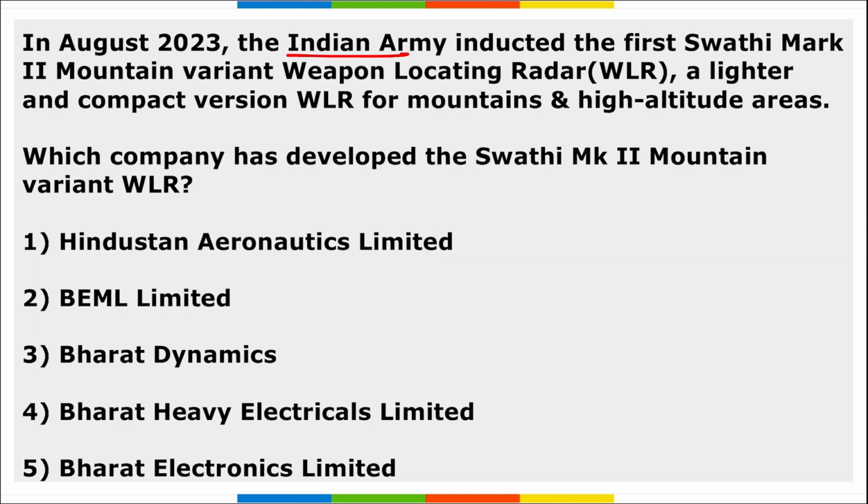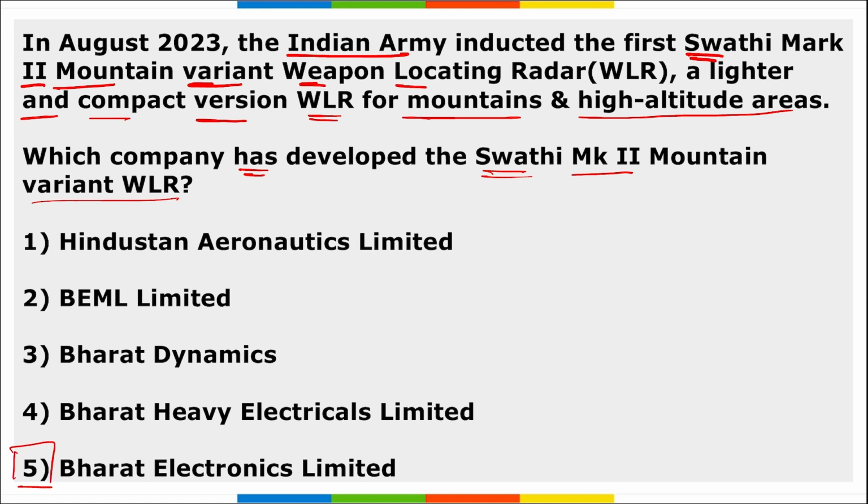Next, the Indian Army introduced the first Swathi Mark II mountain variant weapon locating radar. It is a lighter and compact version of the WLR for mountains and high altitude areas. Which company has developed the Swathi MK2 mountain variant WLR? So which is it? It is your Bharat Electronics Limited, that is BEL, right? The Indian Army inducted the first Swathi Mark II mountain variant weapon locating radar.